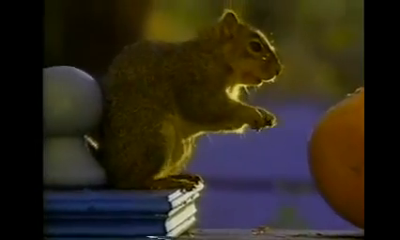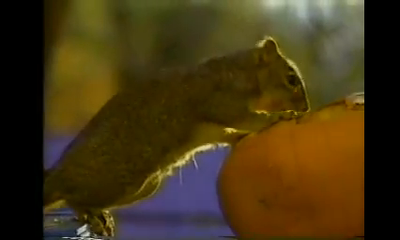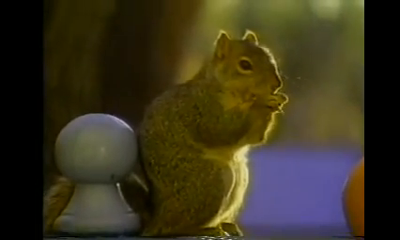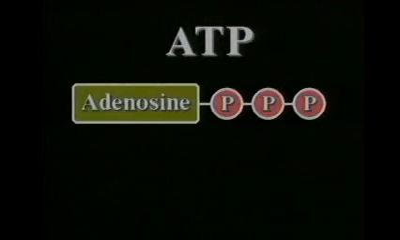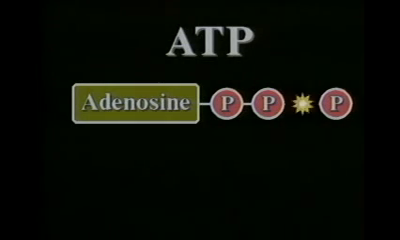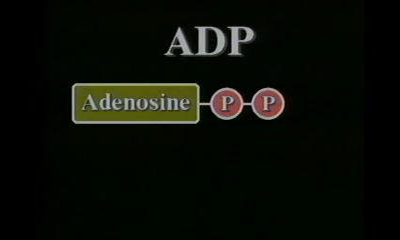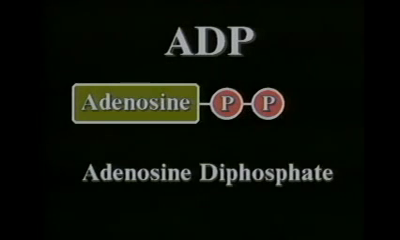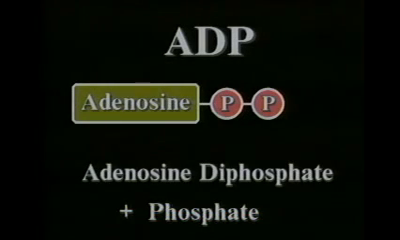Warm-blooded animals such as this squirrel rely on free energy from ATP to provide body heat. The specific source of this usable energy is the 3rd phosphate bond of ATP. When this bond is broken, free energy is provided to the cell, and a new compound, adenosine diphosphate, is formed, along with inorganic phosphate. ADP has just 2 phosphates rather than 3.